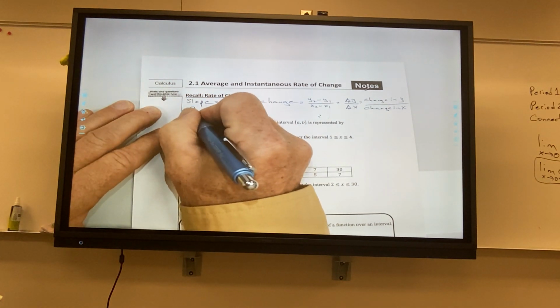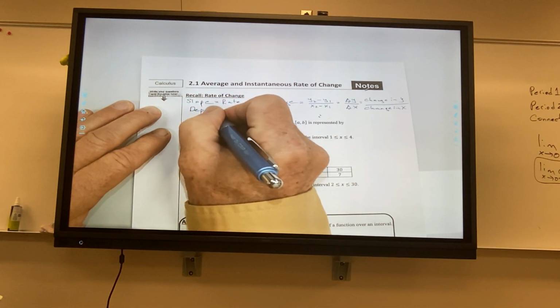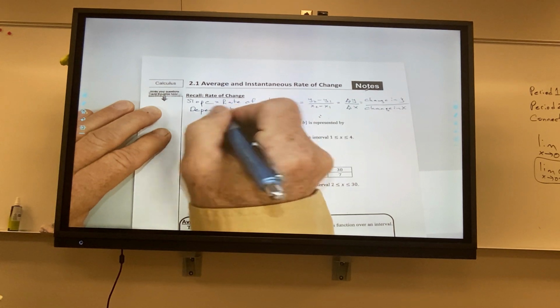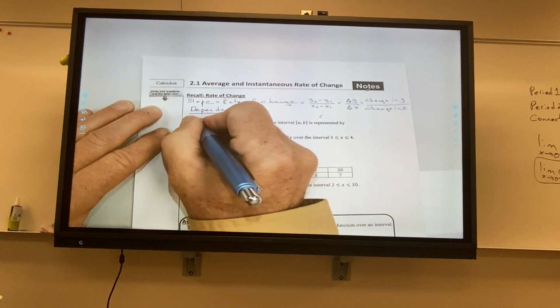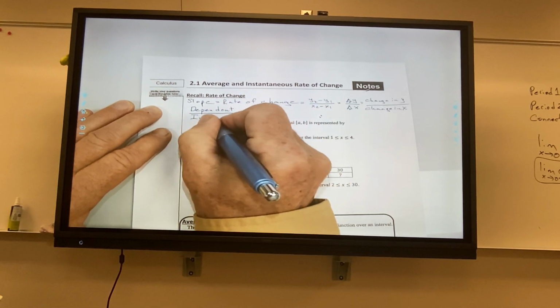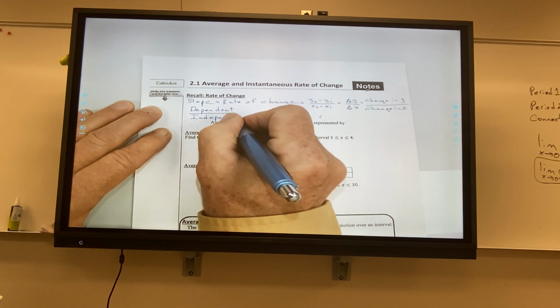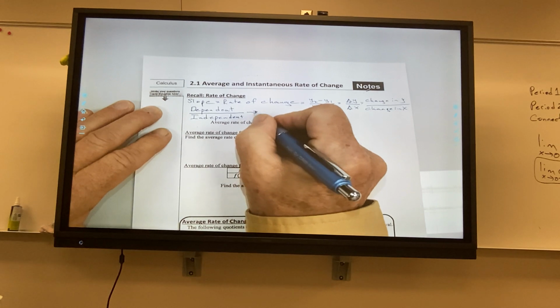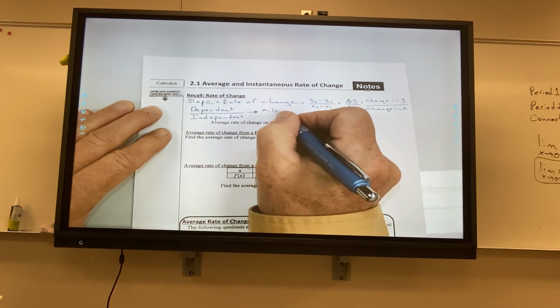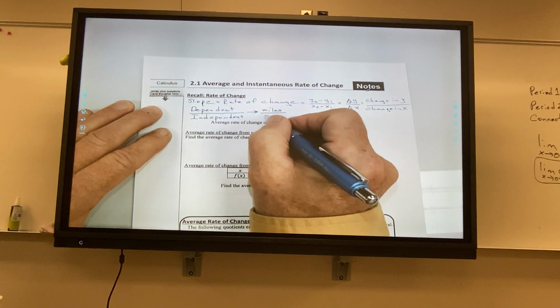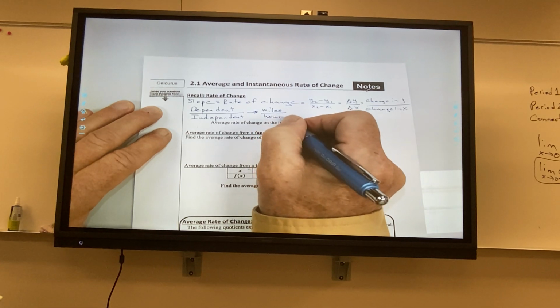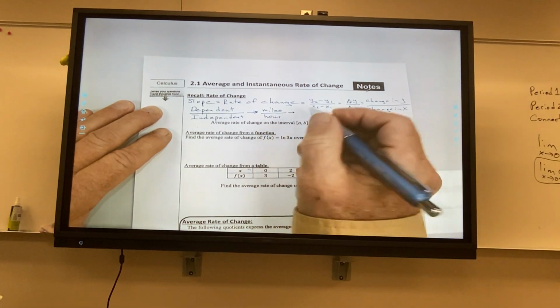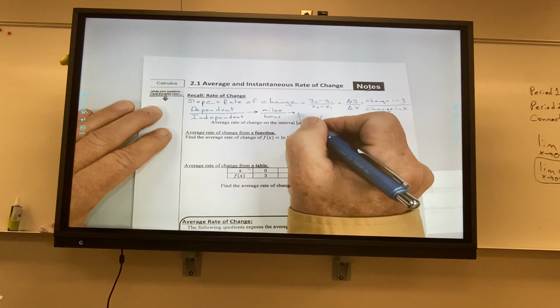So it's the dependent variable over the independent variable. Example, miles over hours. And that little divide symbol is usually the word per.